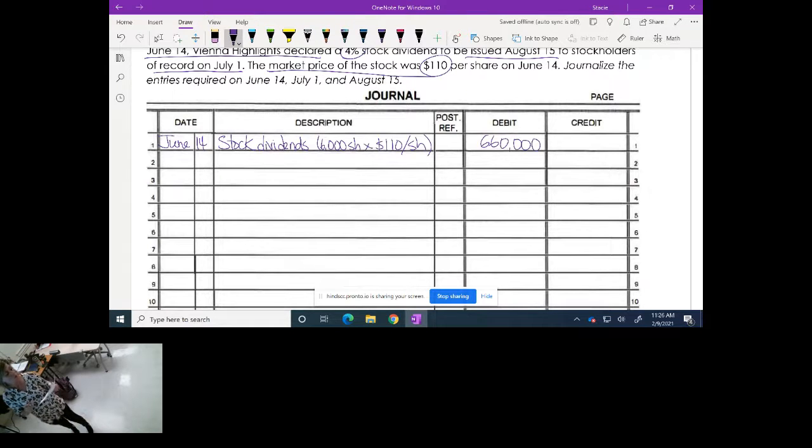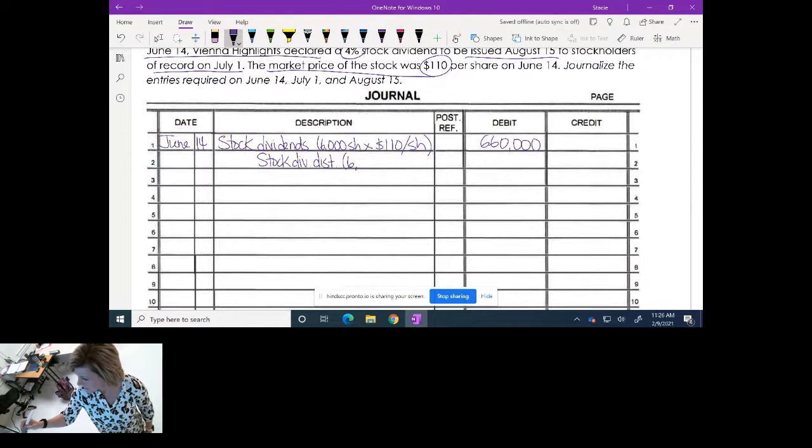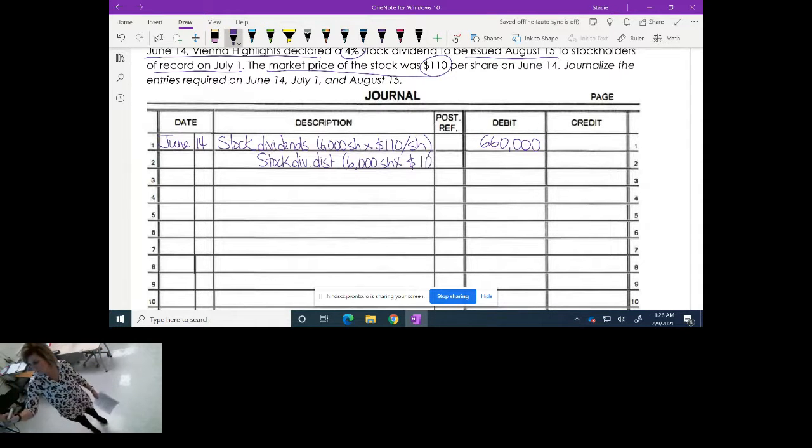I actually have these marked. All right, so what are we going to credit? Stock dividends distributable. I'm making y'all say it. All right, stock dividends distributable. I'm going to abbreviate since y'all know what they stand for now. 6,000 shares times what? 100. Times par. So $100 par. Okay, 600,000.